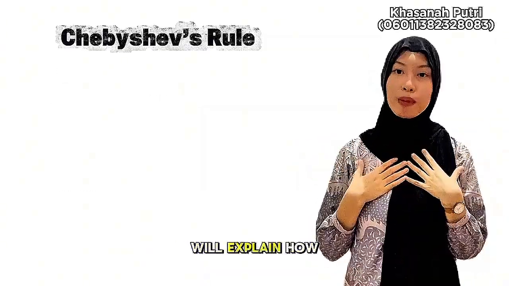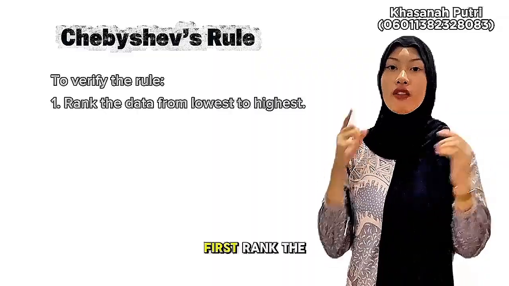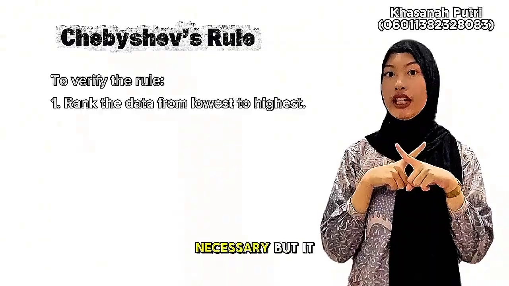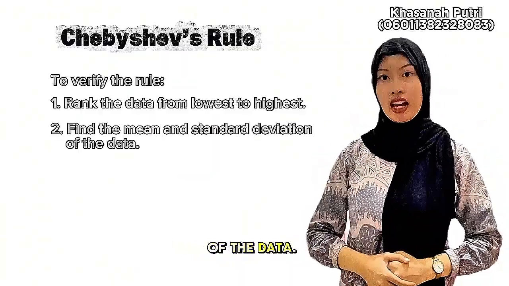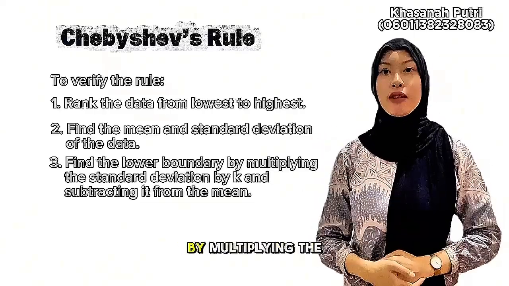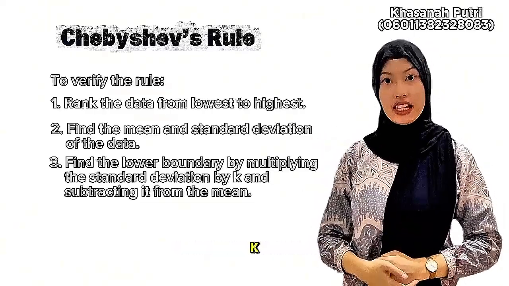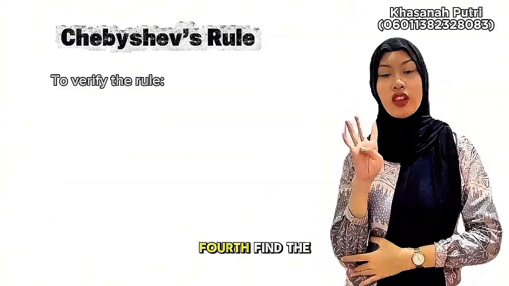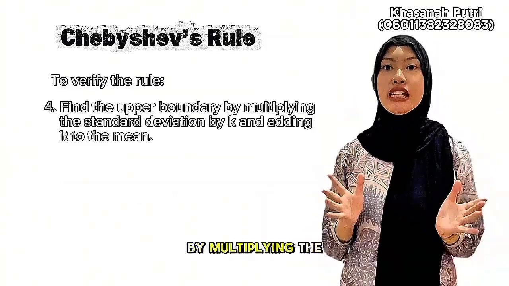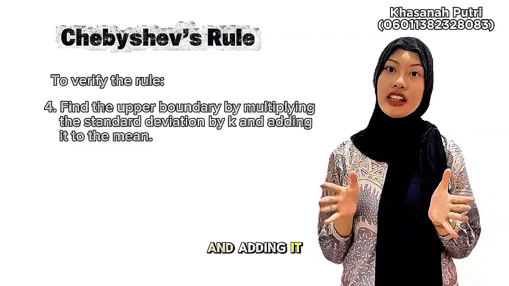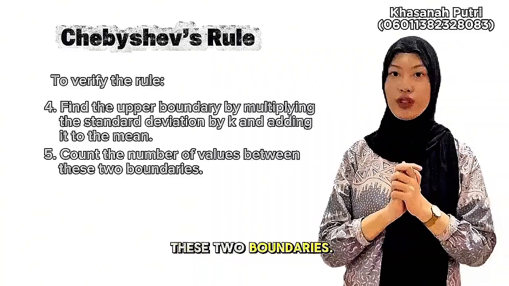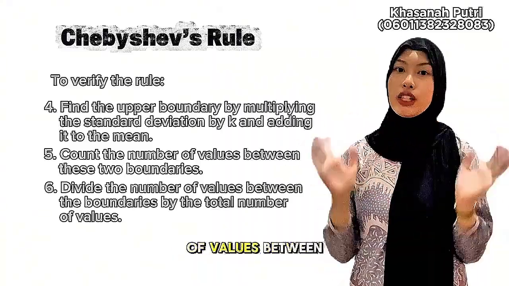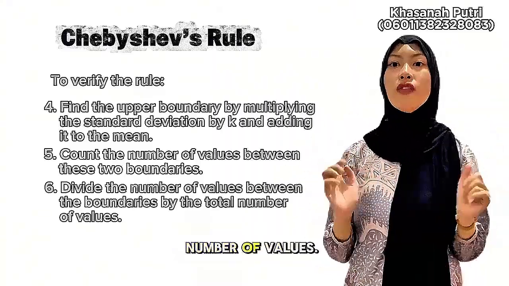And now, I will explain how to verify this rule. First, rank the data from lowest to highest. This is not necessary, but it makes it easier. Second, find the mean and standard deviation of the data. Third, find the lower boundary by multiplying the standard deviation by k and subtracting it from the mean. Fourth, find the upper boundary by multiplying the standard deviation by k and adding it to the mean. Fifth, count the number of values between these two boundaries. And finally, divide the number of values between the boundaries by the total number of values.